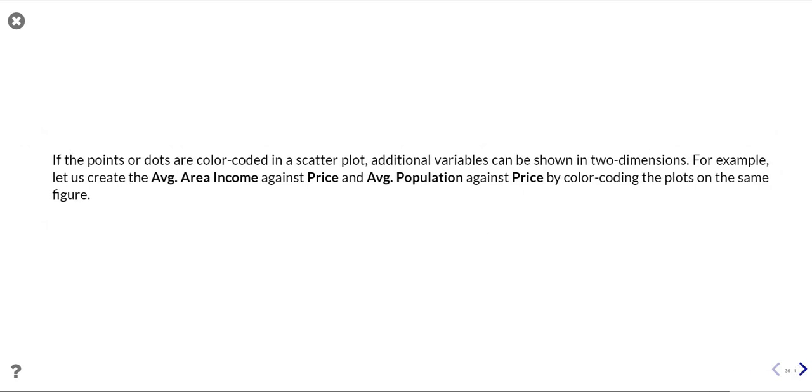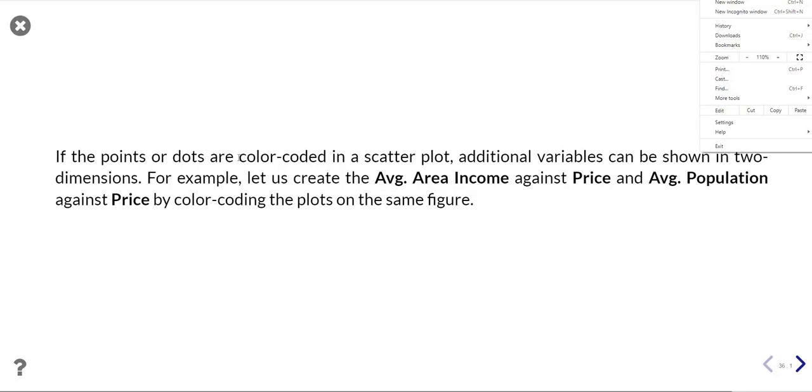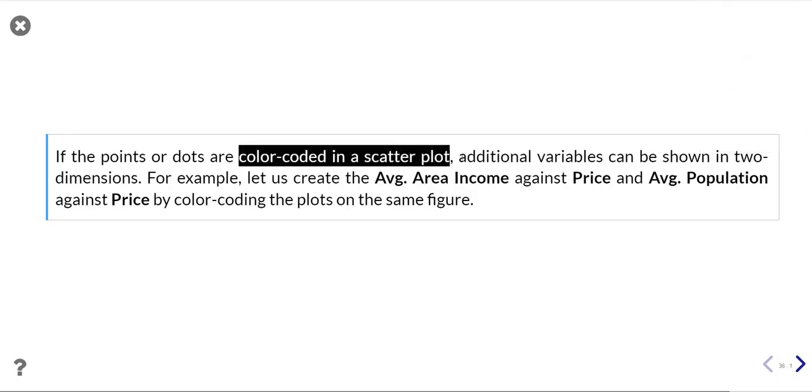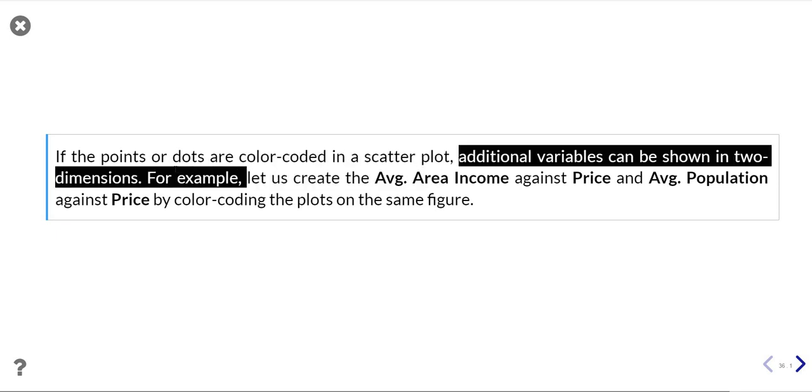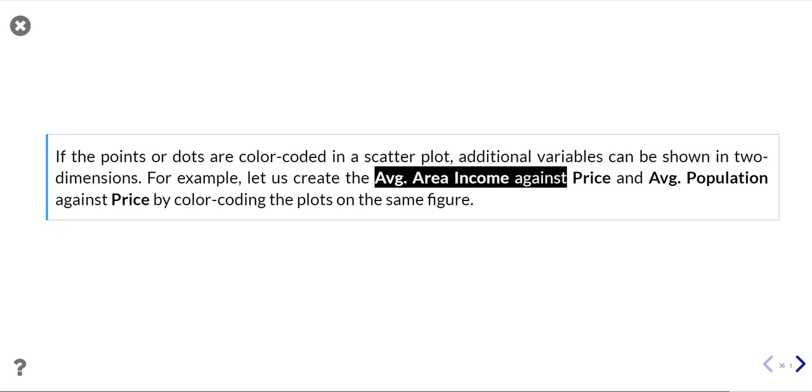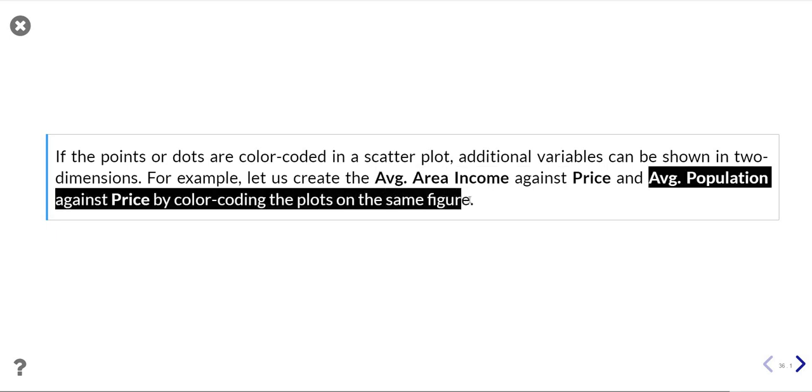So you see, let me just make it big. If the points or the dots are color coded in a scatter plot, an additional variable can be shown in the same two dimensions. So let's say you want to plot the average area income against price and also average area population by color coding plots on the same figure.